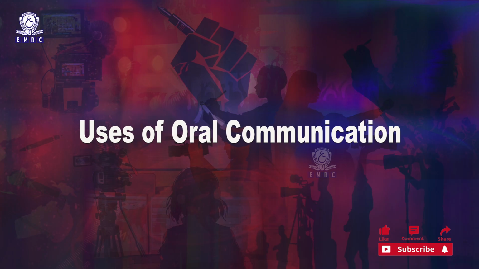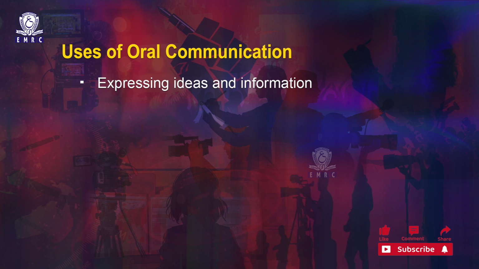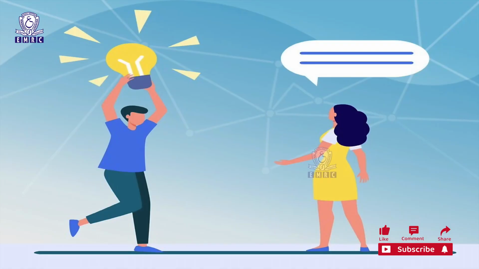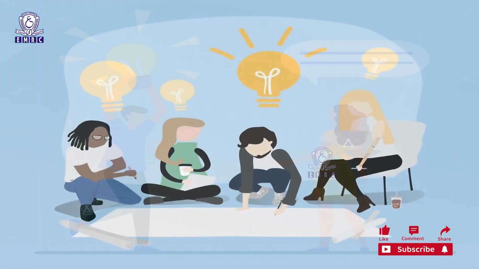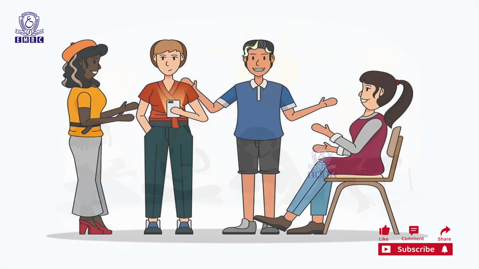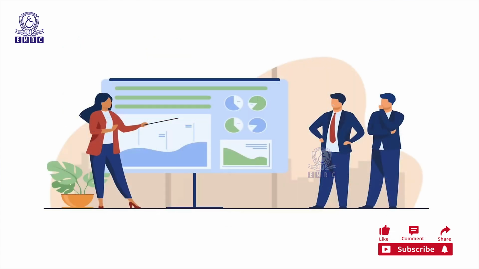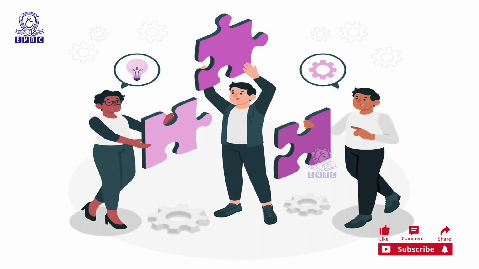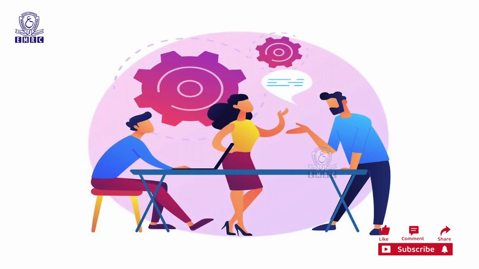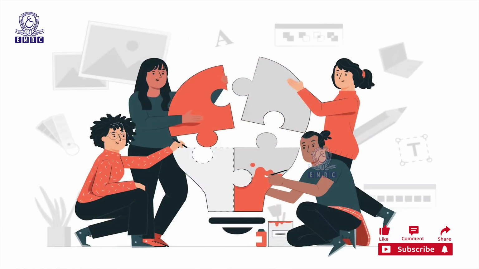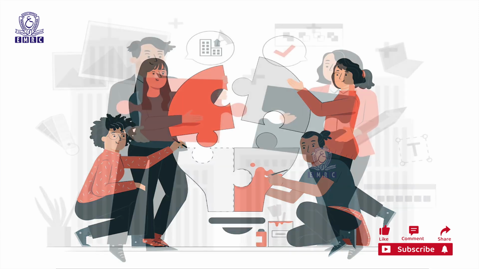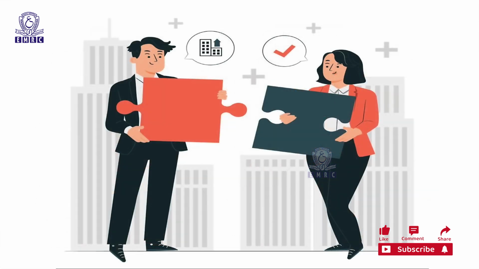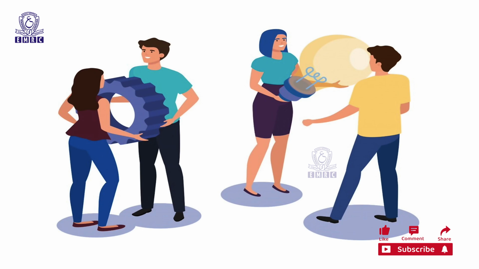Uses of oral communication: expressing ideas and information. Oral communication is a primary means for individuals to express their thoughts, ideas and information to others. Whether in casual conversations or formal presentations, speaking allows for the clear transmission of messages. Effective collaboration in professional environments. Effective collaboration often requires oral communication. Team members need to discuss ideas, share updates and coordinate efforts verbally to work together successfully.